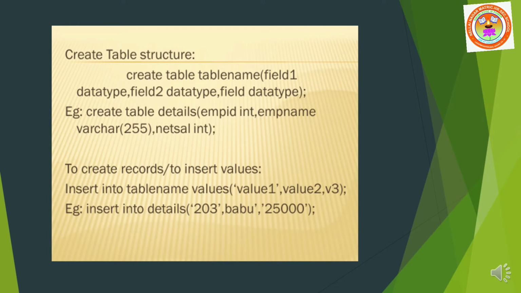So till now we have learned how to create a database. Create database, database name is the command to create a database. To create a table, create table, table name, open bracket, field 1, data type, comma, field 2, data type, comma, field 3, data type, and so on. To create records, insert into table name, values should be given.